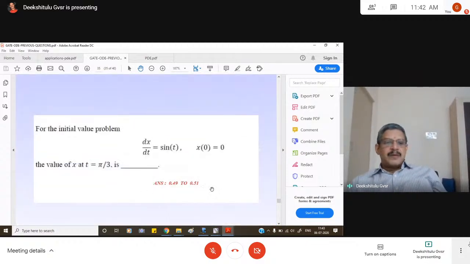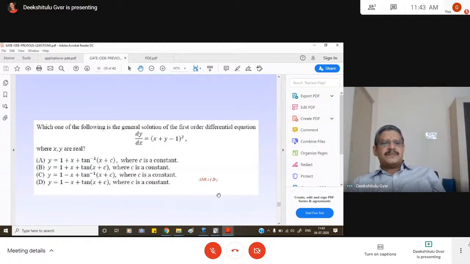So for the initial value problem dx by dt is equal to sin t, x(0) is 0, find the value of x at pi by 3. You can do it easily. Find the solution first: integrate, dx is sin t dt, or integral sin t dt equals minus cos t plus c. So c becomes 1. So 1 minus cos pi by 3, that is the answer.